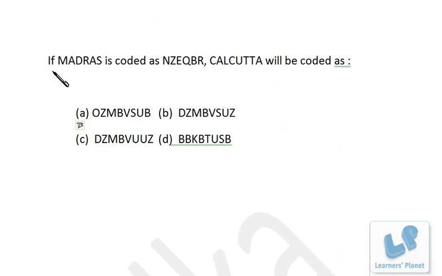Now we see this one. MADRAS is coded as NZEQBR. We have to write for CALCUTTA, right? Now M to N, that means one step ahead, and A to Z, that means one step backward. D to E ahead, R to Q backward. Very simple. C will be written as D, so these two options are eliminated.